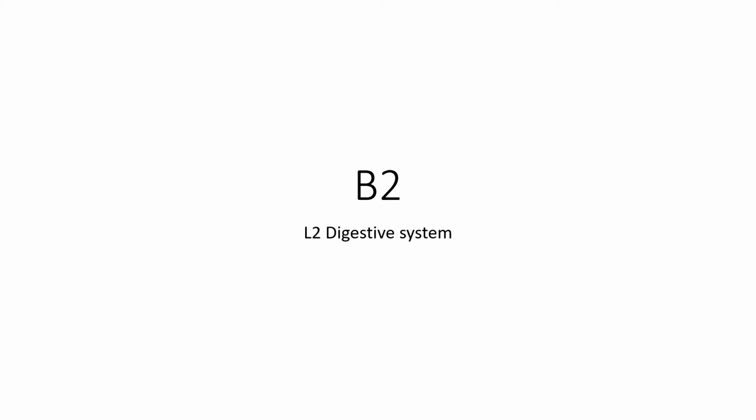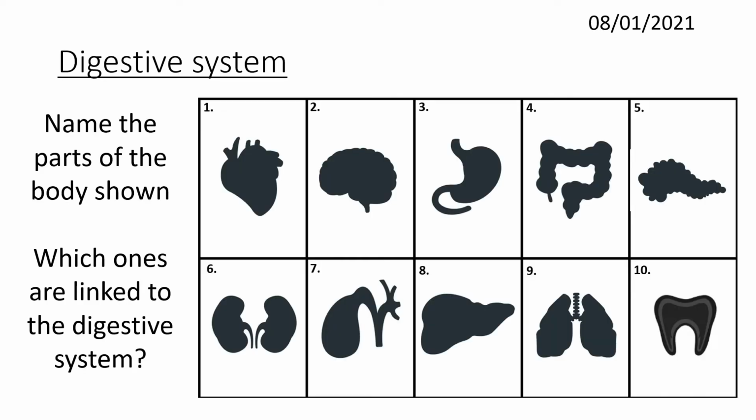This is a GCSE presentation looking at the structure of the digestive system. In front of you see several organs from around the human body, and all you have to do is work out what the name of each of the organs is and then which ones are part of the digestive system. So pause the presentation now and see how many you can get the names of, which ones are part of the digestive system, and when you're ready you can restart the presentation.